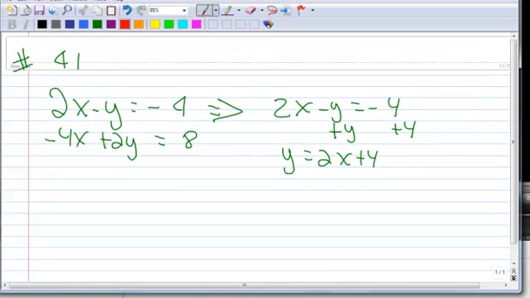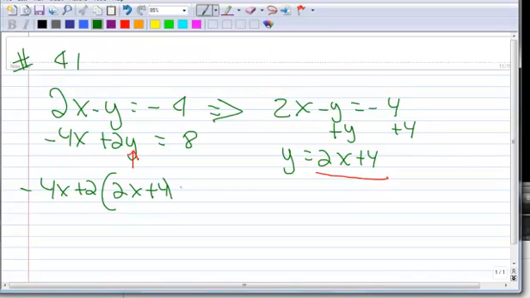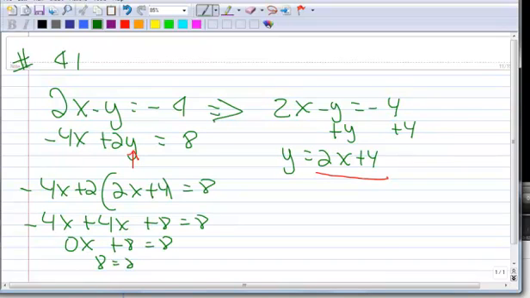Everywhere in this equation there's a y, I'm going to substitute 2x plus 4. So let's go ahead and do that. Negative 4x plus 2 times the quantity 2x plus 4, and this equals 8. Now I can see I just have x's in here. Distributing the 2, negative 4x plus 4x is going to be 0x. And then we're going to have 8 equals 8. So algebraically, this is what I end up with here.